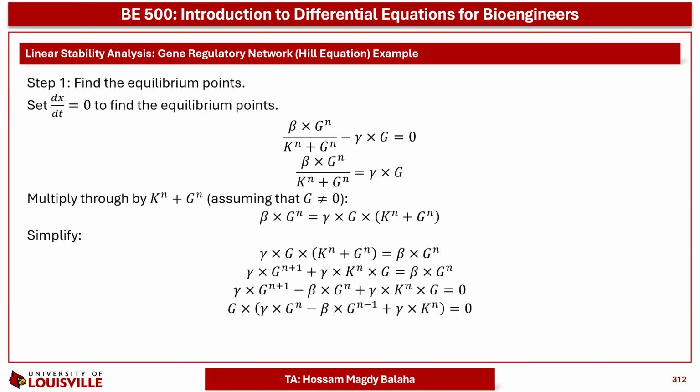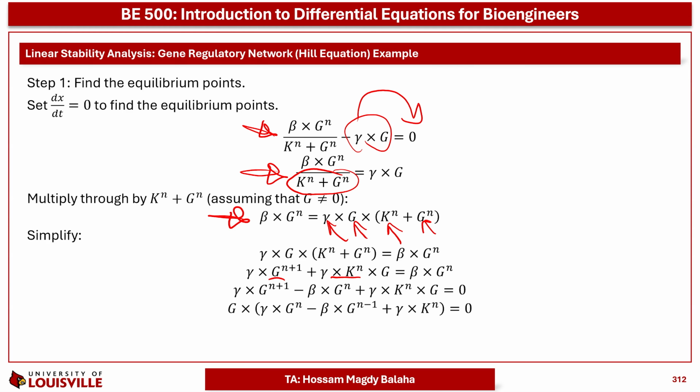The first step, as mentioned, is to take the equation, set it equal to 0, and find the points. So, when you set it equal to 0, you can move that part to the right-hand side like that, and then multiply by the denominator on both sides, assuming that g doesn't equal 0. So, it will be like that. Combine all of them together. Gamma g, k to the n will be here. Gamma g, g to the n, which will be gamma g to the n plus 1, and this part will be on the right-hand side. Move this part to the left-hand side like that. Factor out g, so it will be g multiplied by that whole factor.